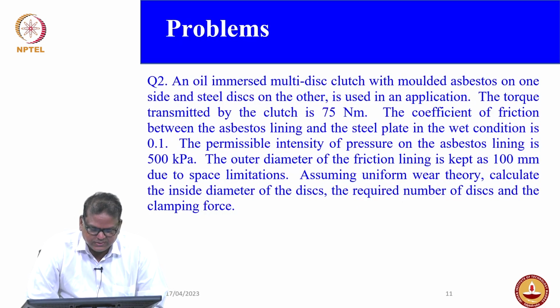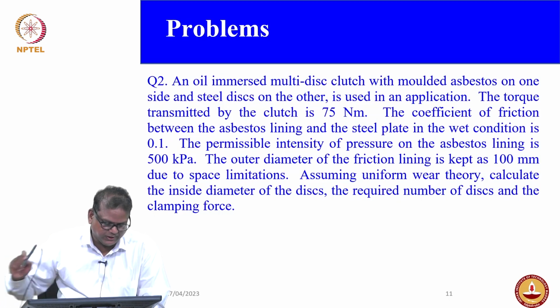An oil immersed multi-disc clutch with the molded asbestos on one side and steel disc on the other side is used in an application. The torque transmitted by the clutch is 75 Newton meter. The coefficient of friction between the asbestos lining and the steel plate in the wet condition is 0.1. The permissible intensity of pressure on the asbestos lining is given as 500 kilopascal.